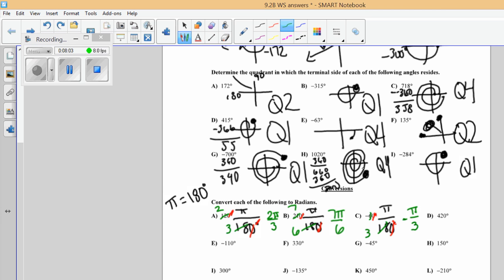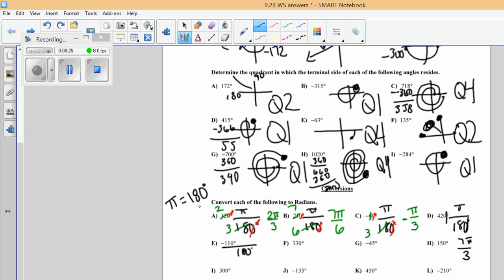Okay, we're going to just keep going here. Stick it over 180. Put a pi on top. Cross out the zeros and the degrees. 42 over 18. 6 goes in there. So this is 7 pi over 3.